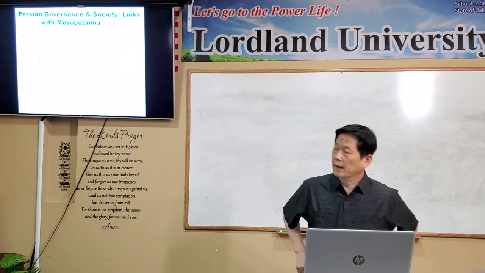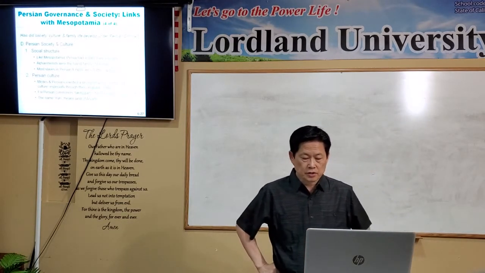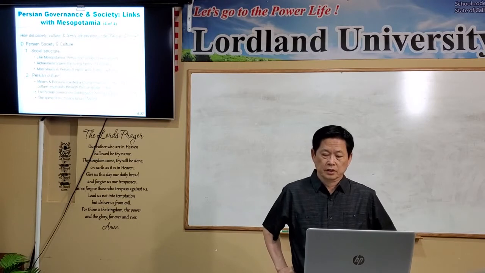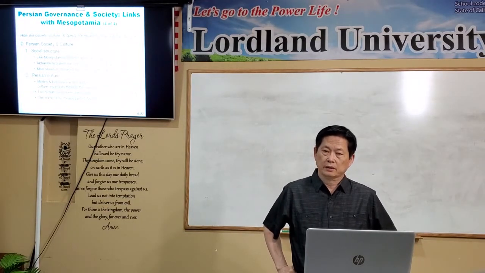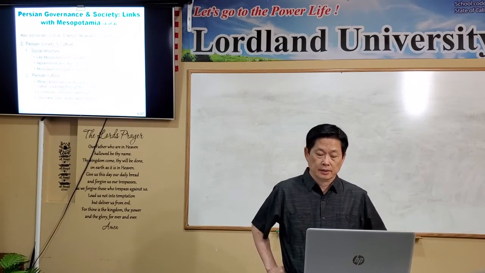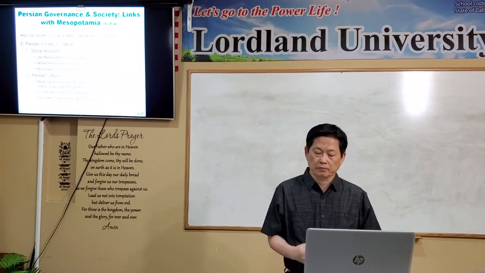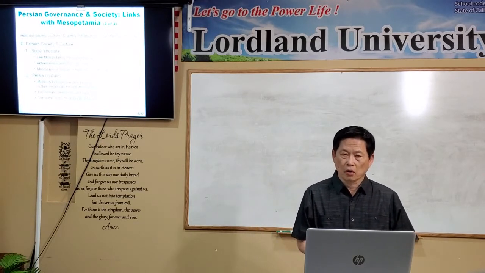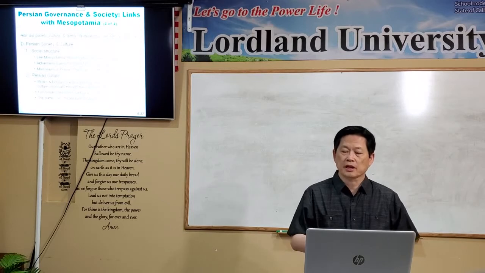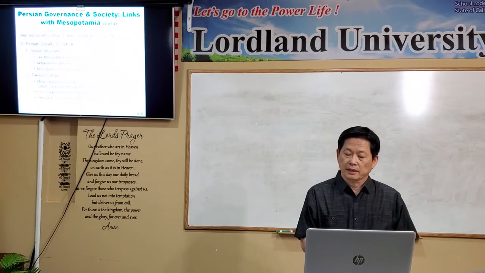Persian society and cultures, social structures. Like the Mesopotamian, Persia has a class-based society. Class-based society. The Achaemenids were the ruling family of Persians. Most slaves in the Persian Empire were battle captives.